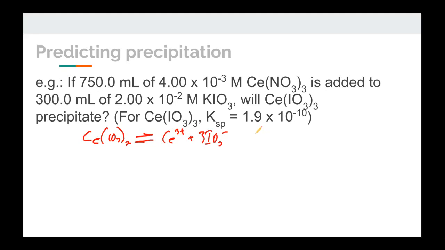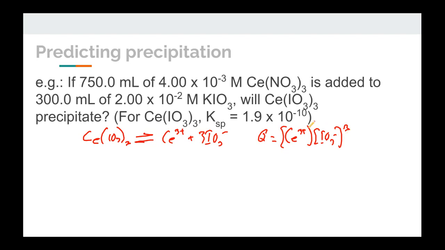What we want to do is find out how Q compares with Ksp. If Q is equal to Ksp, then that means this is an equilibrium, and that means that there would be some solid present. If Q is bigger than Ksp, then that means there's going to be probably a lot of precipitate. But if Q is smaller than Ksp, that would mean that the reaction would be shifted all the way to the right, and there would not be any solid form, no precipitate. So we want to find out the size of Q. Q, of course, is going to be Ce3+ concentration times IO3- concentration cubed.